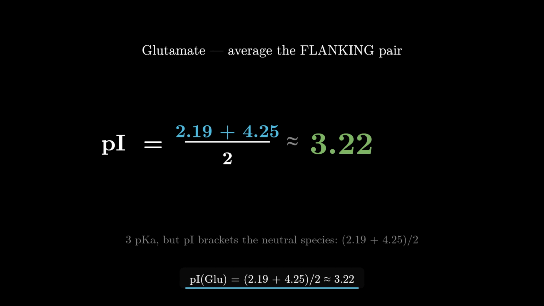To find its Pi, you don't average all 3. You find the species with 0 net charge. See that it's bracketed by the 2.2 and 4.25 carboxyl pKa's, and average those. Glutamate's Pi lands down near 3.2, acidic, exactly as the extra negative side chain demands.